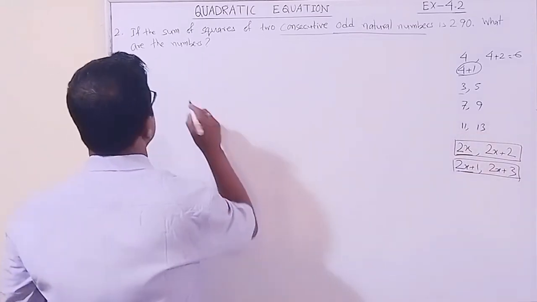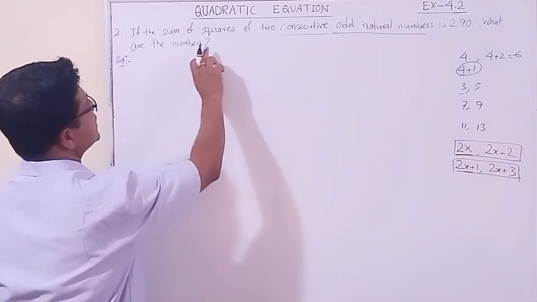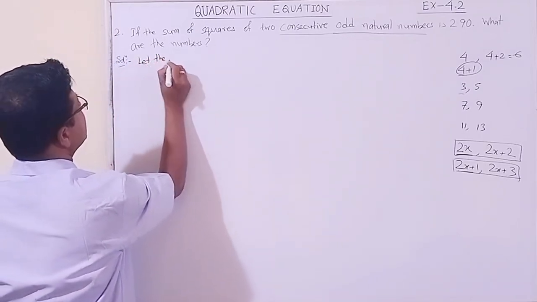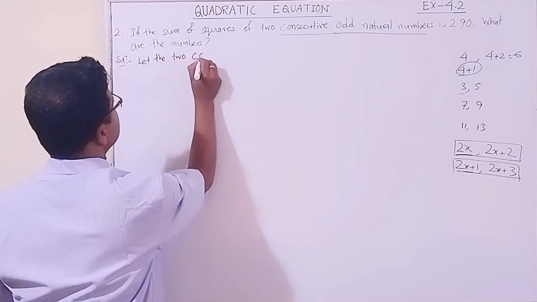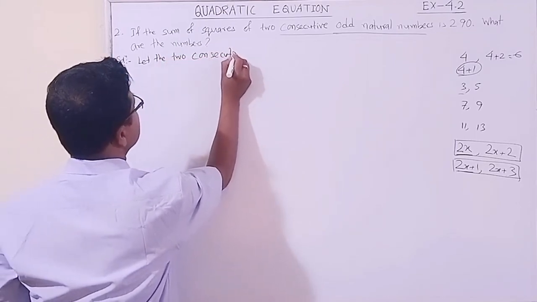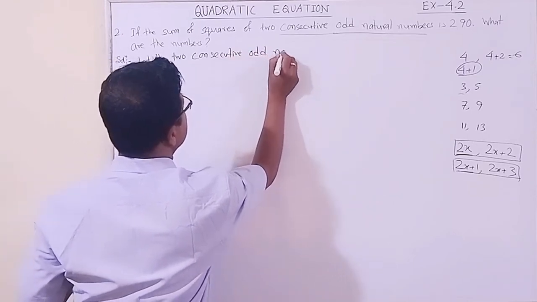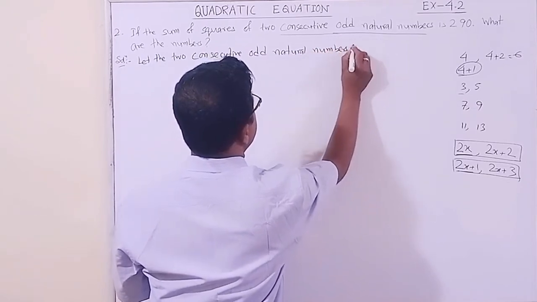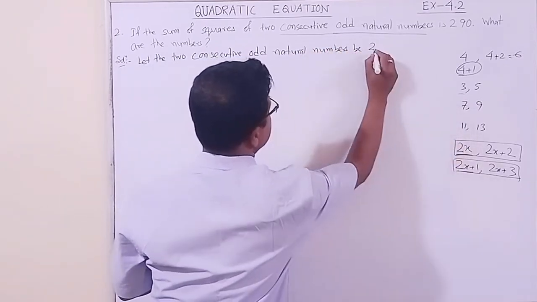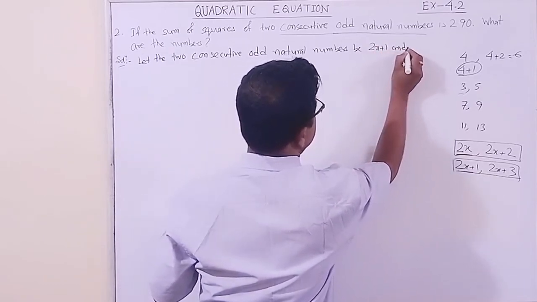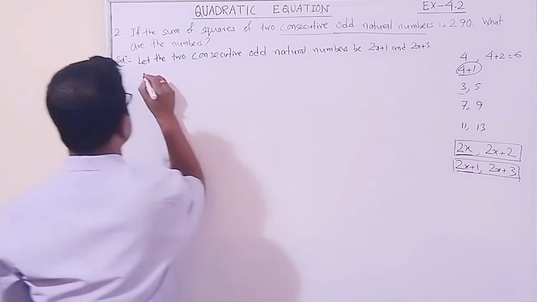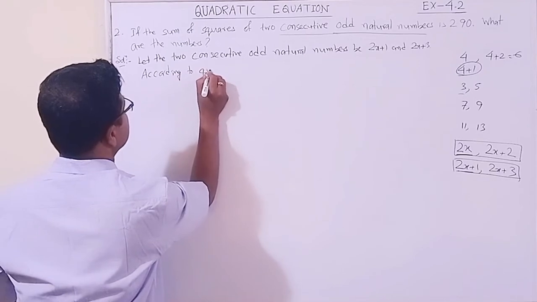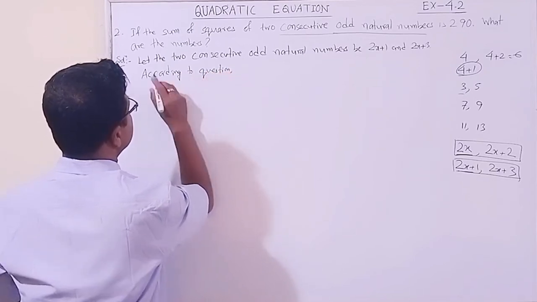So here it is said, which numbers? Two consecutive odd natural numbers. Let the two consecutive odd natural numbers be 2x plus 1 and the next is 2x plus 3, according to the question. Some people write "by question", or in short form AQ.